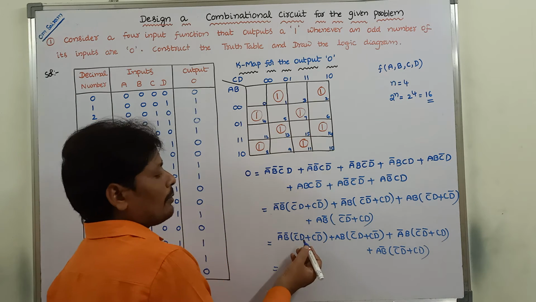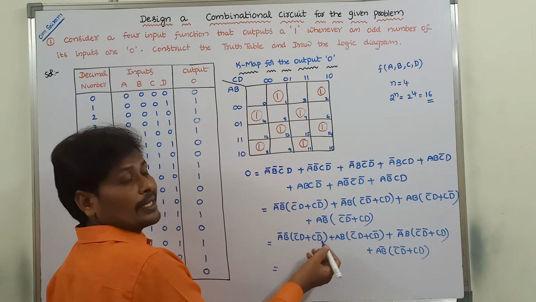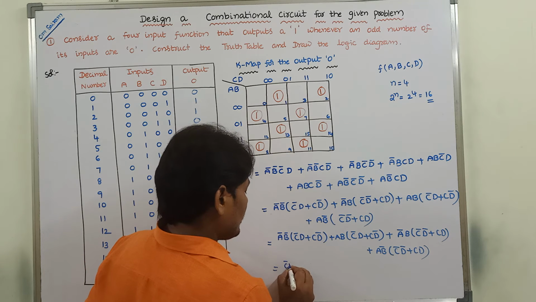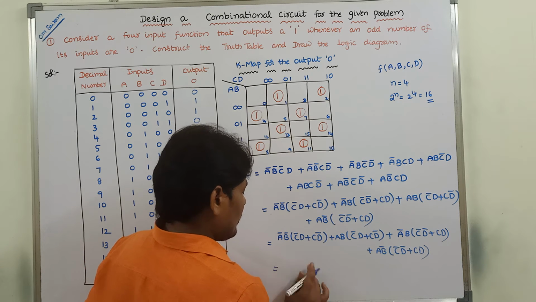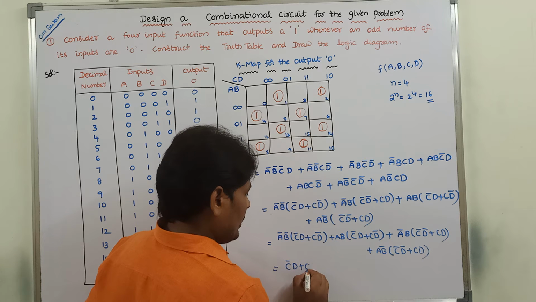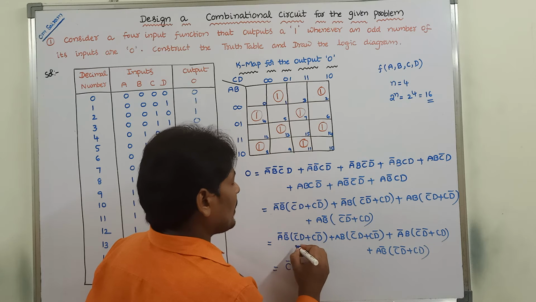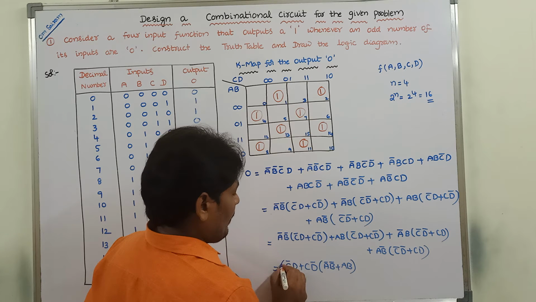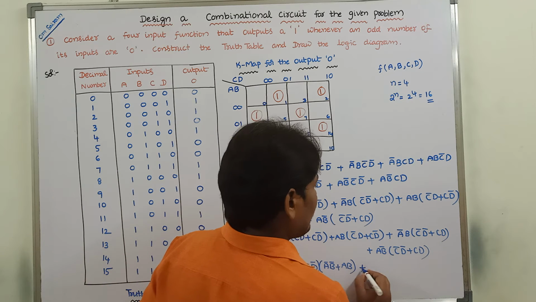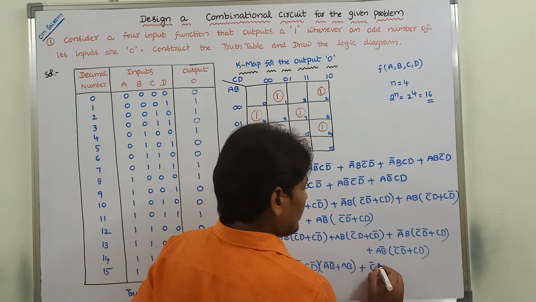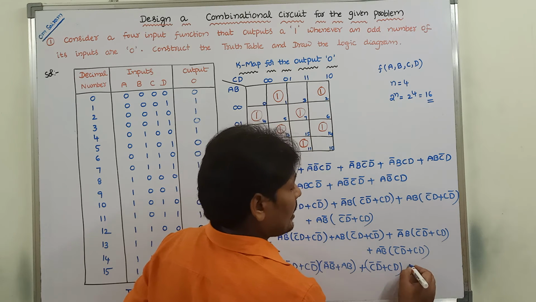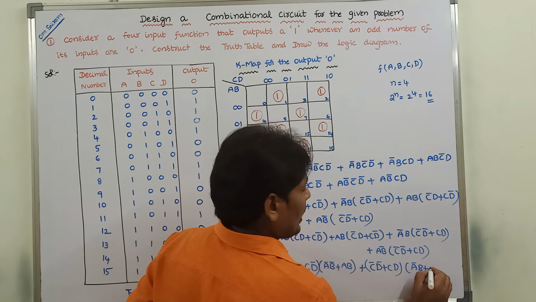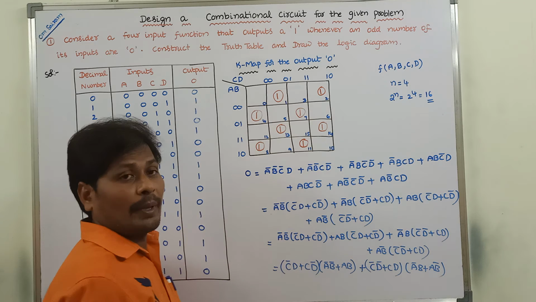Okay. Next, here what is the common term? C bar D plus CD bar. I am taking the common C bar D plus CD bar. After taking the common from these two terms, what is the remaining? A bar B bar plus AB. Next, plus from these two terms, what we are common? C bar D bar plus CD. After taking the common C bar D bar plus CD, what we are getting? A bar B plus AB bar. This is the remaining.